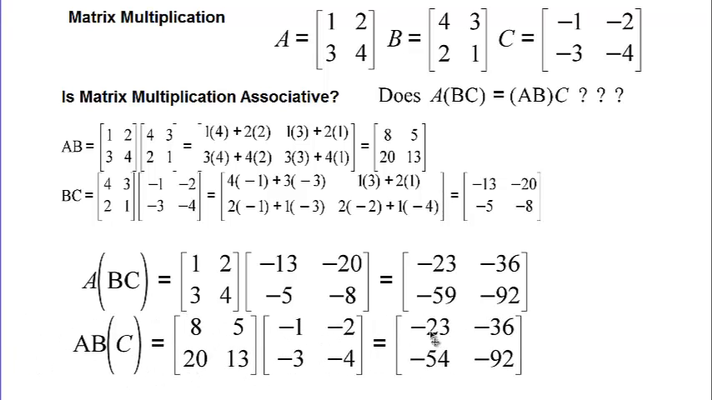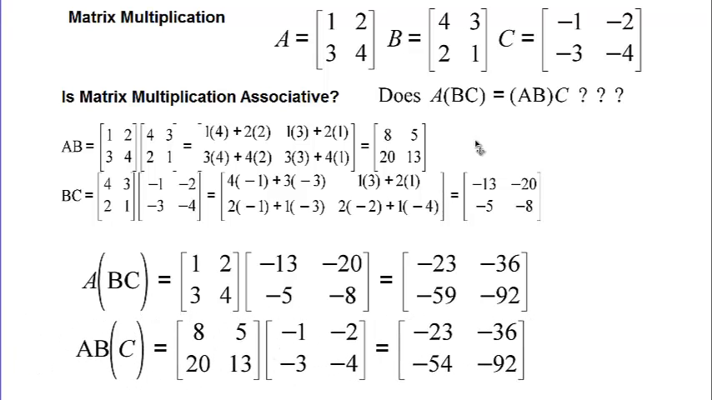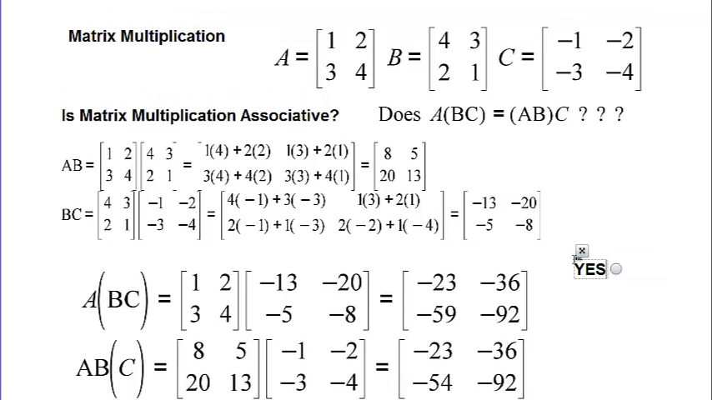Similarly, if we do A times B, which is this matrix up here, times matrix C, we get the same answer. Therefore, the key question, is matrix multiplication associative? Is yes. Now obviously a formal proof would require more rigor, but at this point, we're going to say that matrix multiplication is most definitely associative.